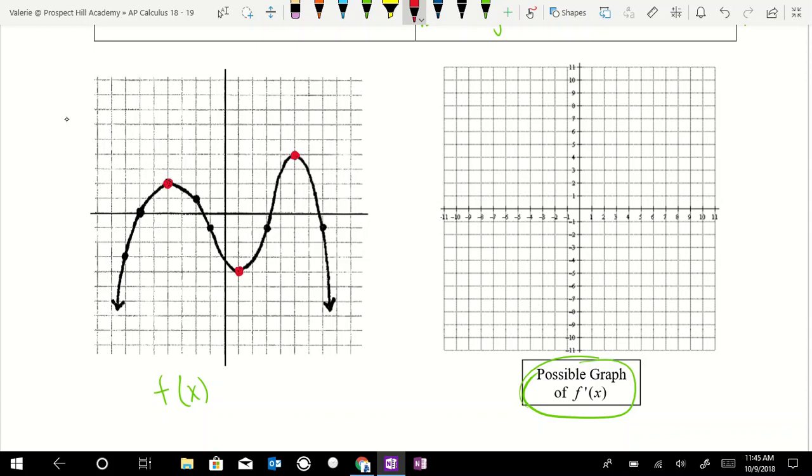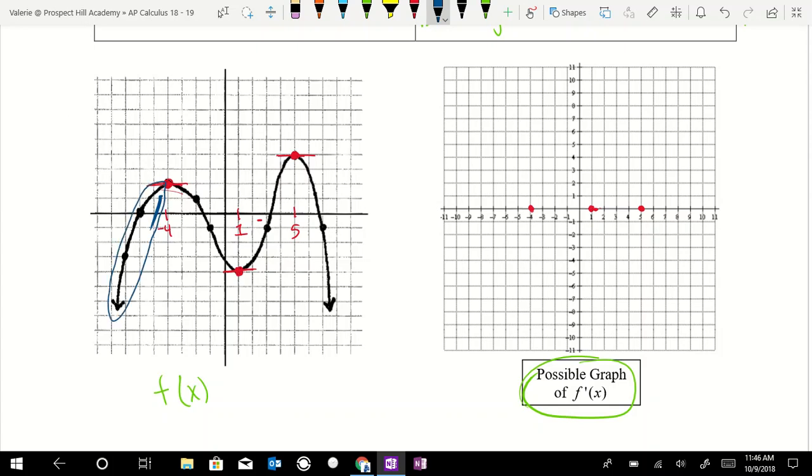So that's negative 4, 1, and 5. So if these are when we have horizontal tangents, right, the slope is 0, that means that those are where f prime of x equals 0. So f prime of x will be 0 at negative 4, 1, and 5. Now all we got to do is identify what's happening to the left and right of those zeros.